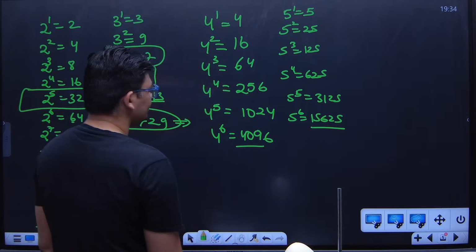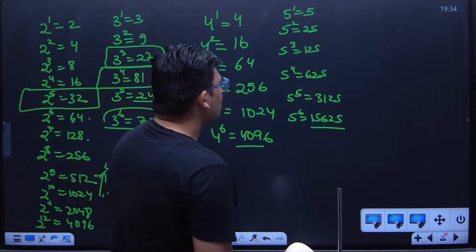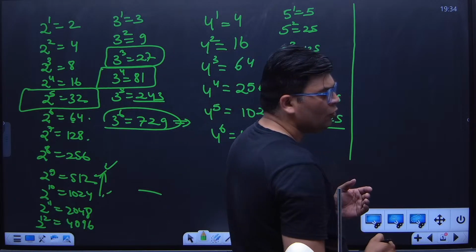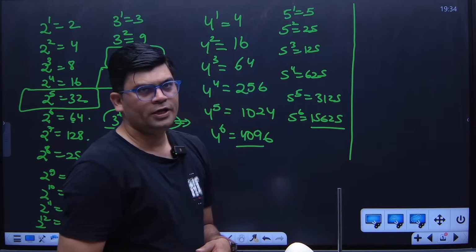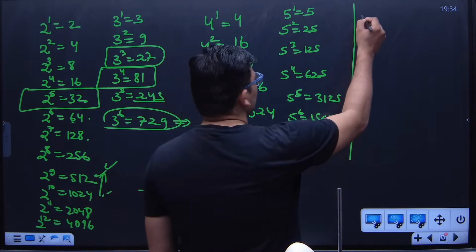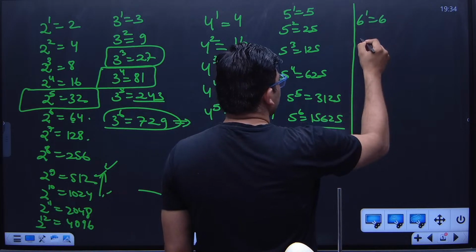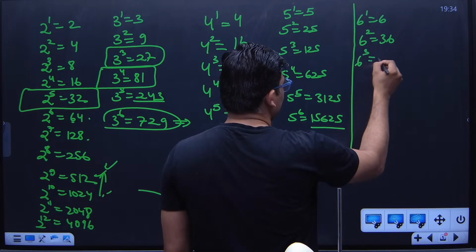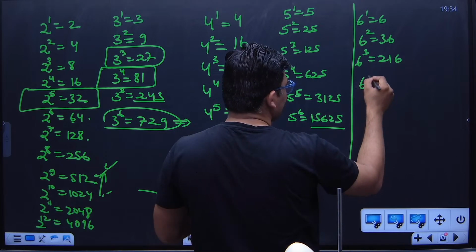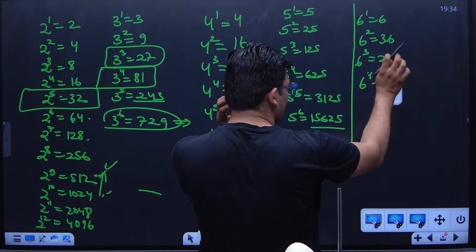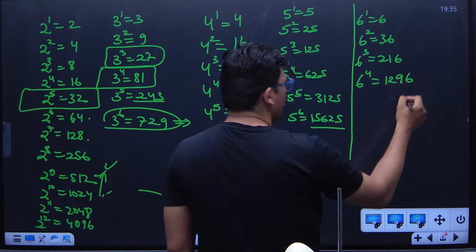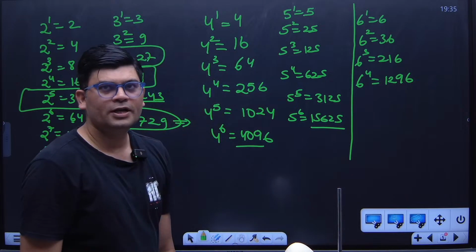Done? Yes, sir. Now coming to 6 raised to the power. So for 6 we will remember up to 4 only. Okay. So 6 raised to the power 1 is 6. 6 raised to the power 2 is 36. 6 raised to the power 3 is 216. And 6 raised to the power 4 is 1296. How much? 1296.